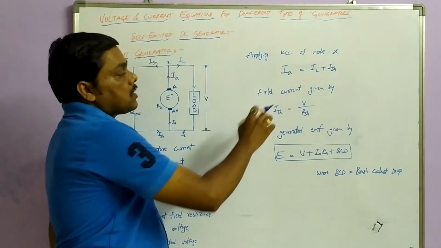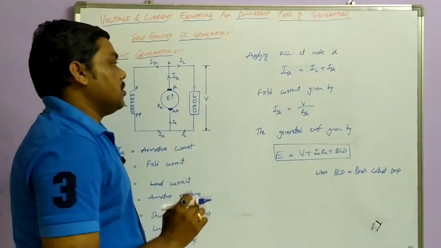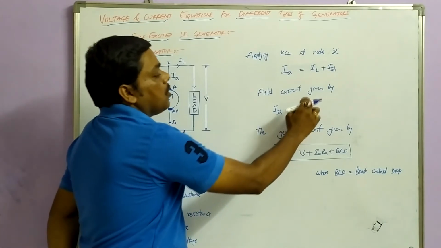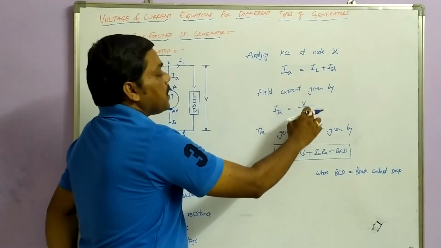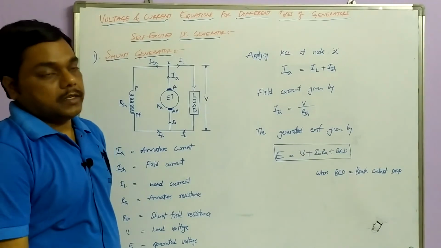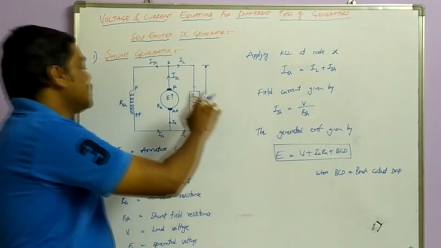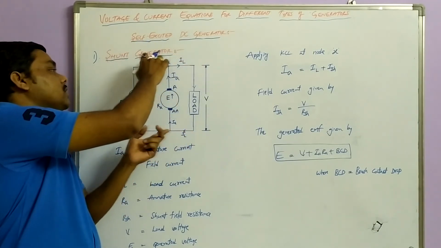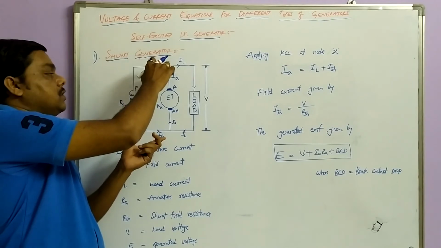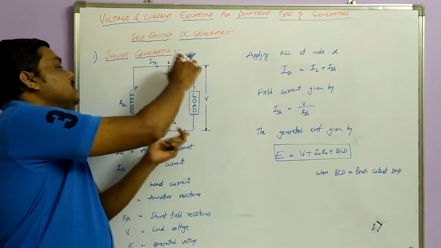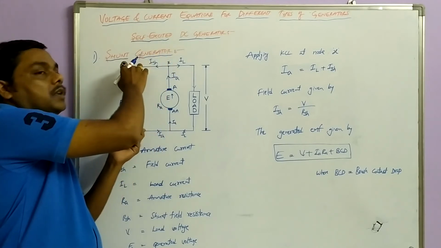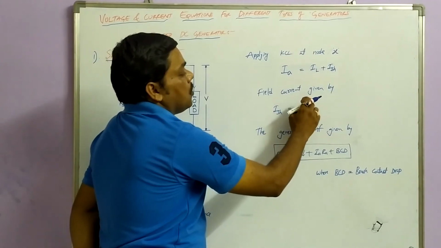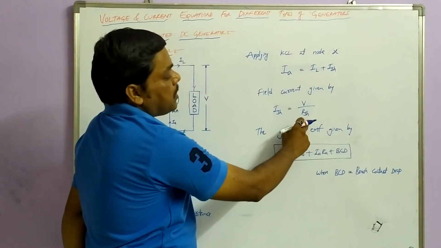The total current is supplied by the armature current only, but we don't know the field current. The field current is calculated as the load voltage divided by the shunt field resistance. Why do we use this formula? The shunt field winding is directly connected across the load voltage as well as the armature, so it is a parallel connection. The voltage across the load is the same as across the armature and the field winding. So directly you can write the field current as load voltage divided by shunt field resistance.